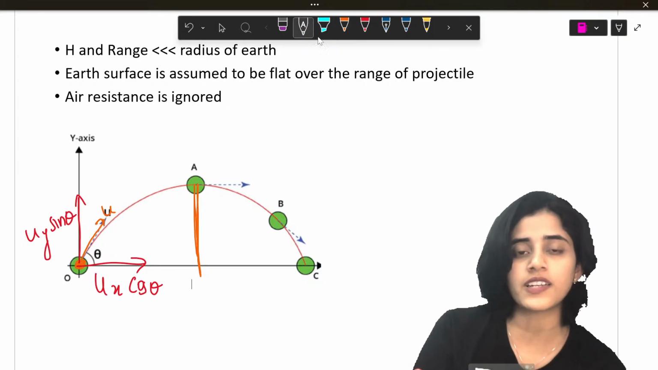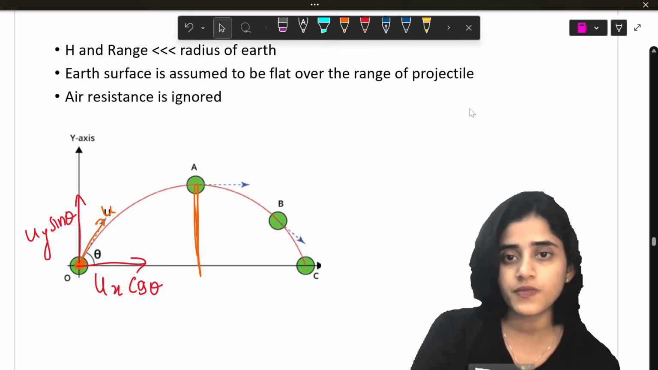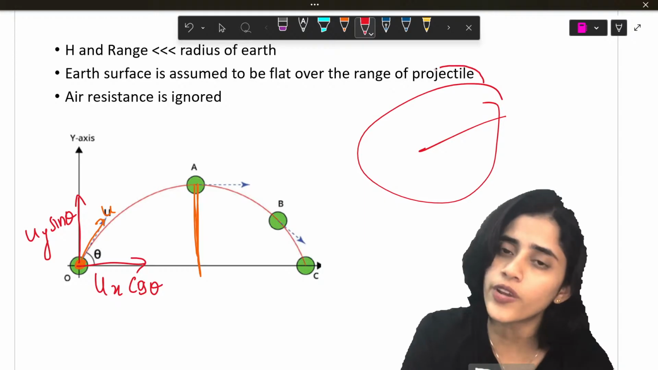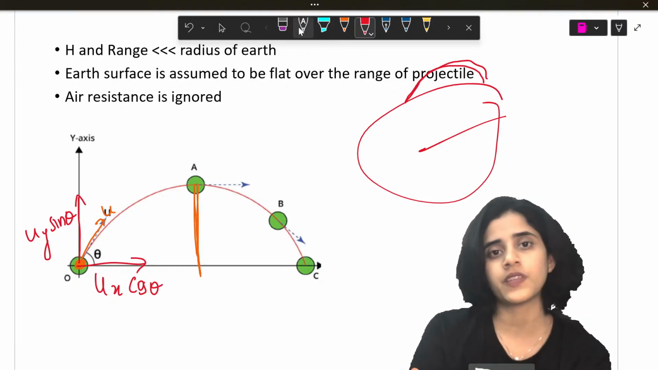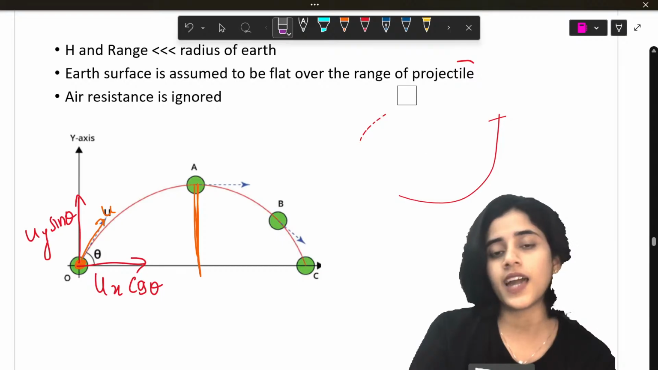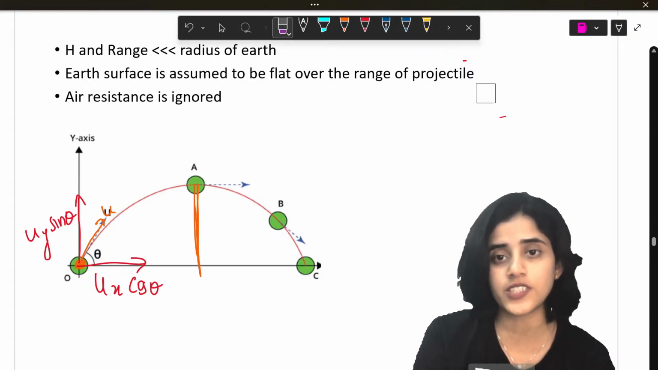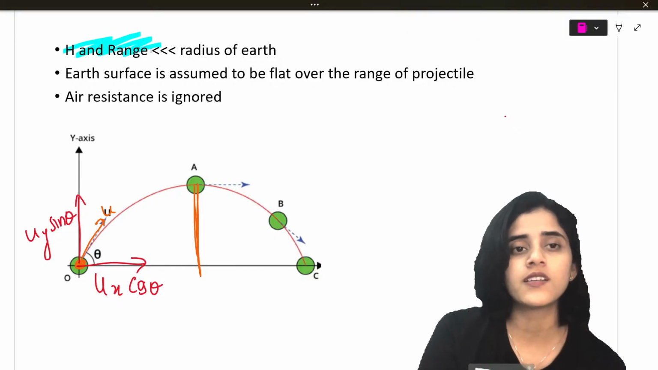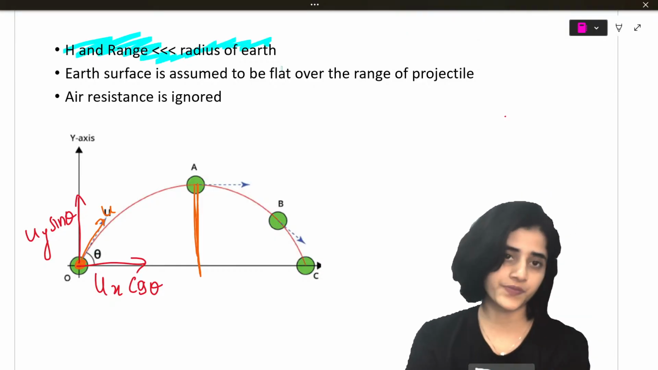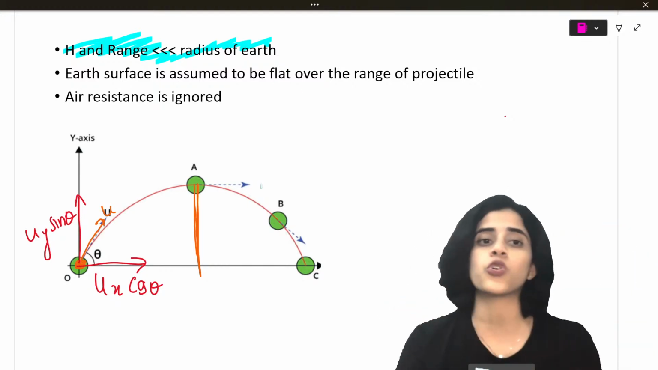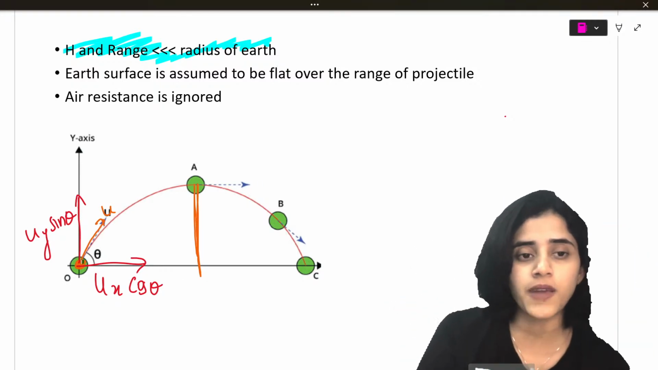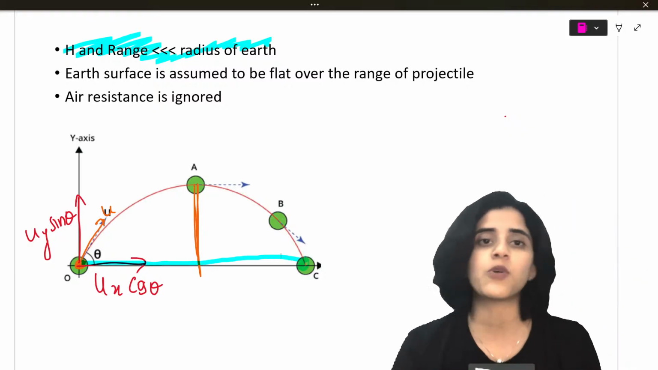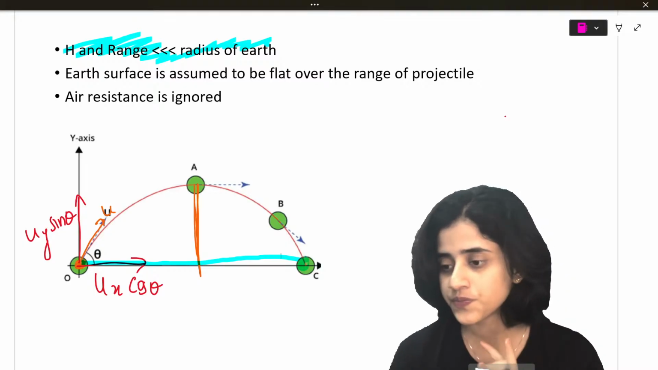That is the first point. If this is the earth, the radius is very big. You are only throwing it here, a very small angle. So the height at which you throw your object is very small compared to the radius of the earth. And even the distance you throw. What is range? Range is the maximum distance you throw till point C. So that range is also very small compared to the radius of the earth.